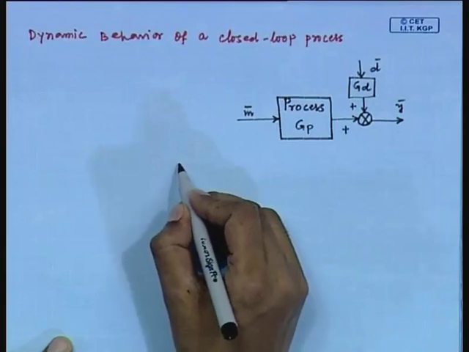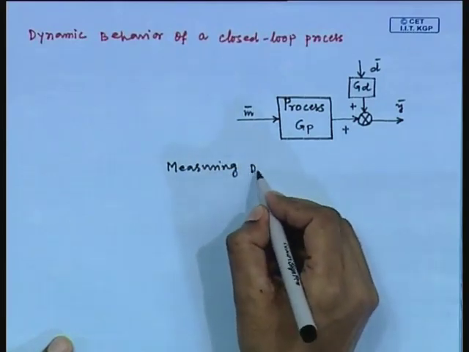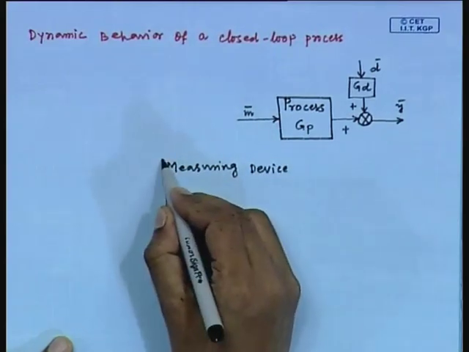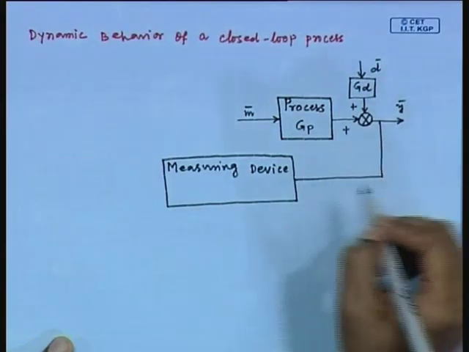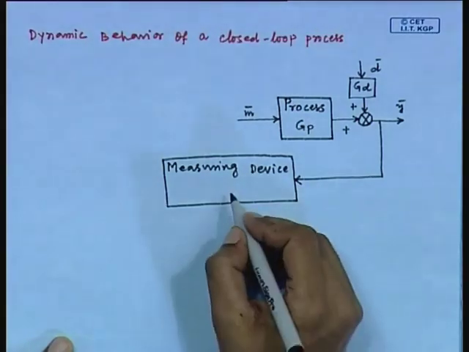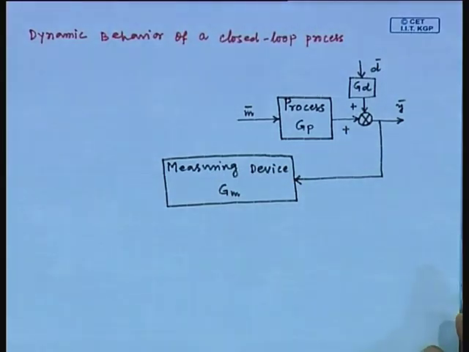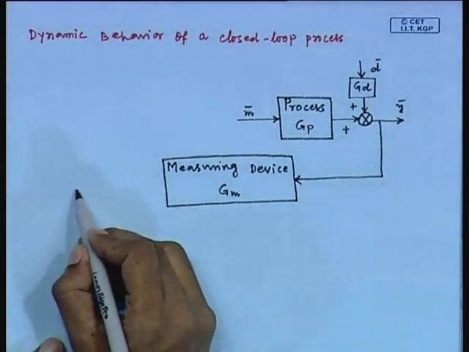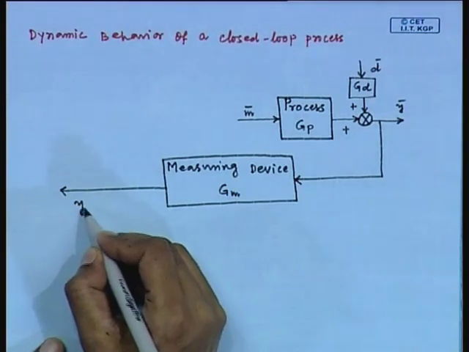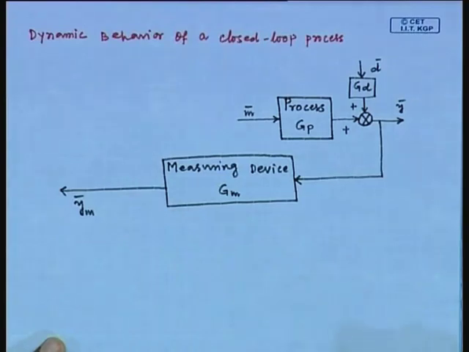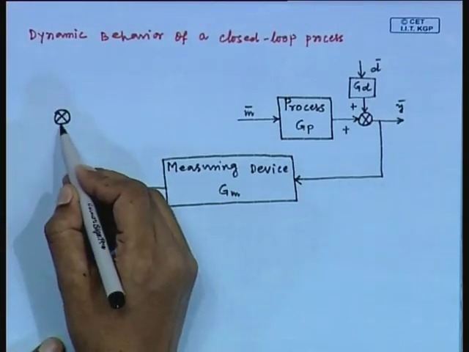Now, first, the process output is measured using a measuring device. Say the measuring device has the transfer function of Z_m. The measured output usually differs from the actual output, so we represent the measured output by Y_m.